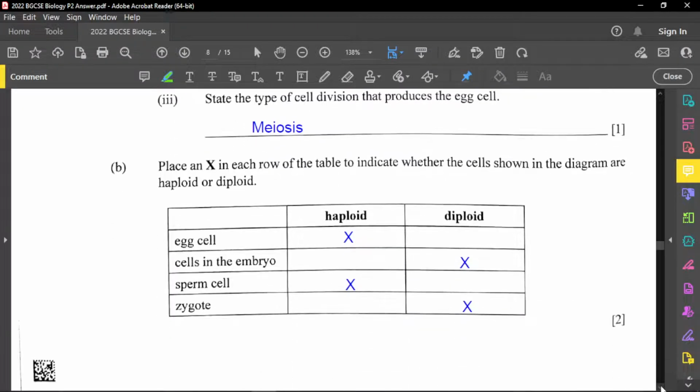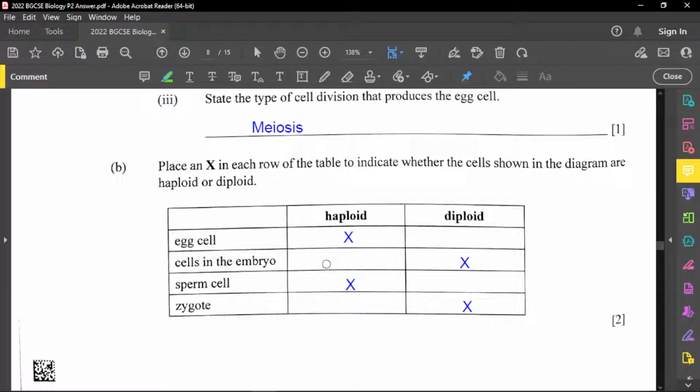For part B, place an X in each row of the table to indicate whether the cells shown in the diagram are haploid or diploid. Haploid means half the number of chromosomes, diploid means the full number of chromosomes. The egg cell will have half, which means it is haploid.